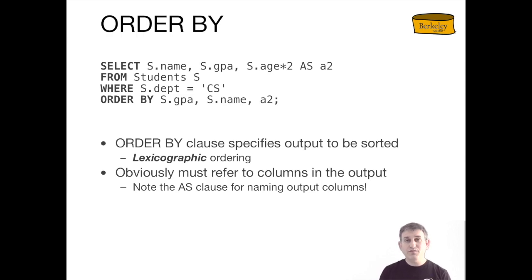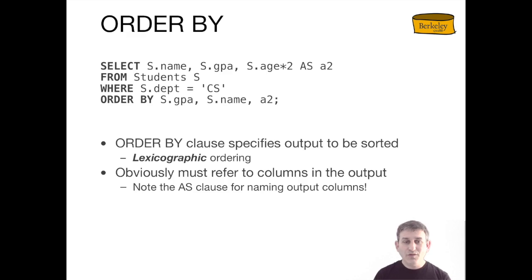Another thing you can do at the time of output, other than removing duplicates, is you can order the output. So in this case, we're saying we want the name, we want the GPA, we want the age times 2, and we're going to rename that A2 in the output. So the output columns will be called name, GPA, A2. From students S, where s.department equals 'CS', order by GPA, name, A2.